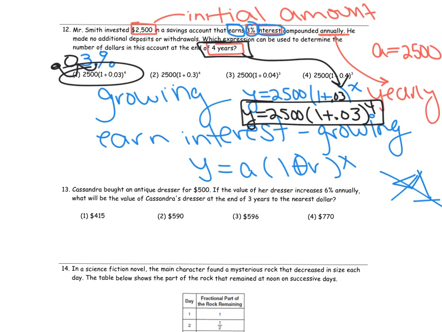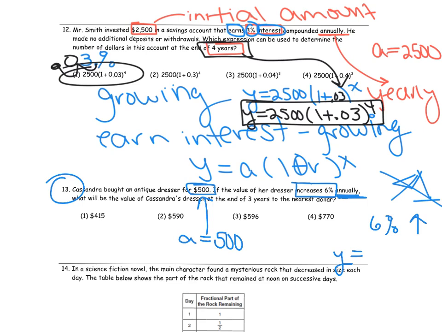So we have Cassandra bought an antique dresser for $500. So we have the $500. Again, I already know that's the starting amount. So that's my A value. That's the initial amount I paid. Her value of her dresser is going to increase by 6% annually. So it's going up by 6% each year. It's going up. So I know I'm looking at a growth.